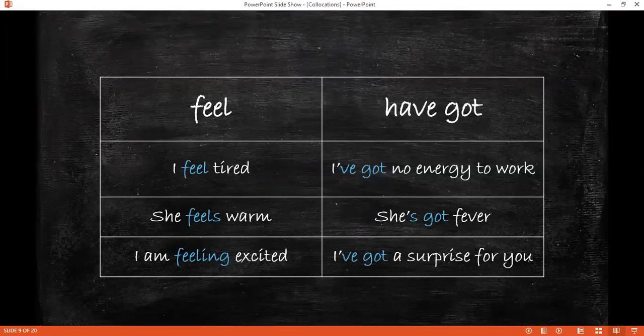Now for further drill, I have given you some more verbs. I have used the same verbs in the sentences. You may use them like this. Feel. I feel tired. I have got no energy to work. She feels warm. Got fever. I am feeling excited. I have got a surprise for you. So this is the way we can use these verb collocations.